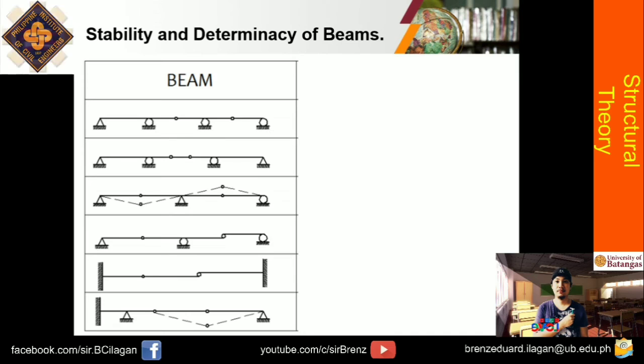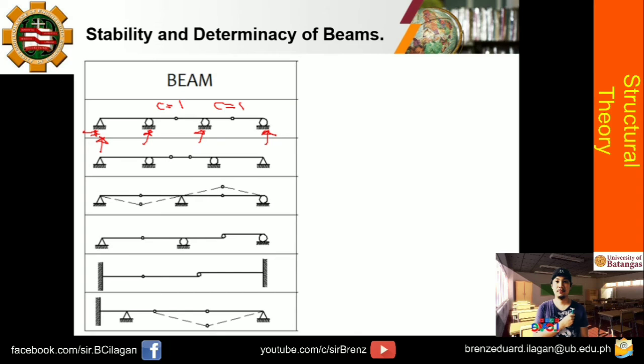Ilan ang reaction sa hinge? Dalawa. Isa, dalawa. Next, meron kang roller. Again, kapag roller, isa, and perpendicular sa surface na pinagpapatungan. Ito roller din, so ganun din, vertical. Dito meron kang internal hinges na binigay. Ano nga yung value ng ating C kapag internal hinge? That is equals to 1. This is also equals to 1.